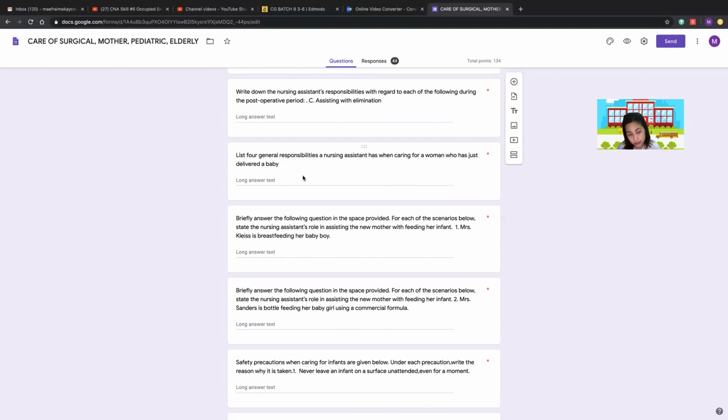So make sure that the patient is effectively breastfeeding. Make sure that he has a good suck to the breast of the mother and assist them into a comfortable position. What is the correct position in breastfeeding?